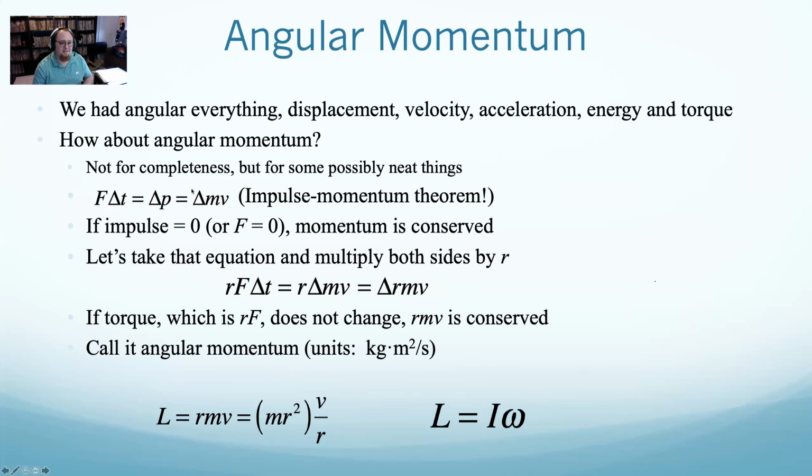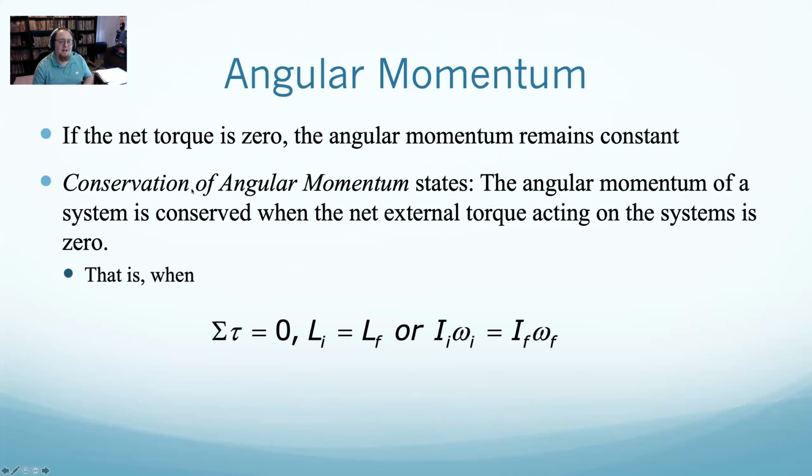What this says is anytime the net torque on something is 0, angular momentum is constant. And the conservation of angular momentum just says, I wrote the same thing here twice in different ways, that if you apply no external torques, angular momentum does not change. This is so useful. This fact will allow us to do many, many things.